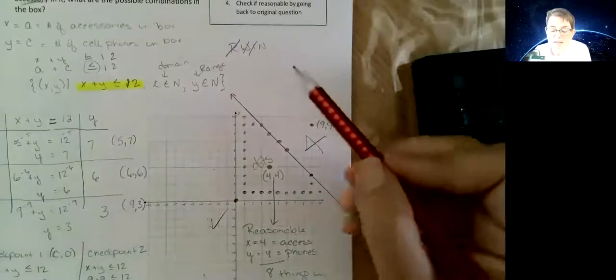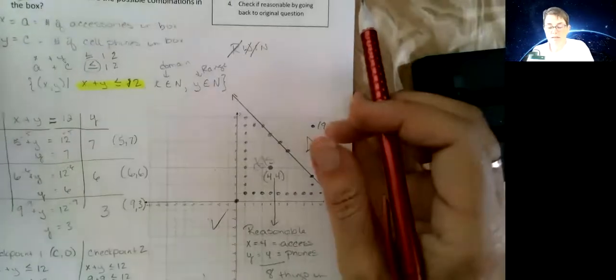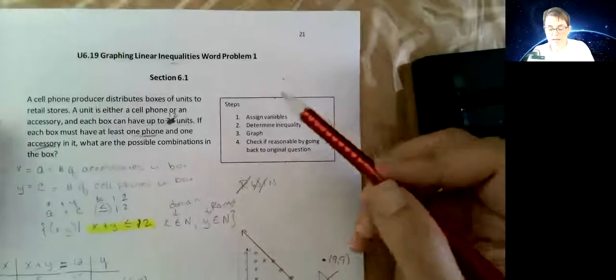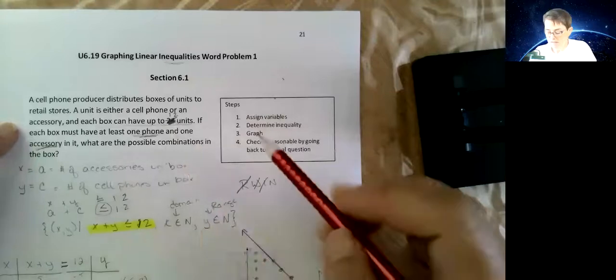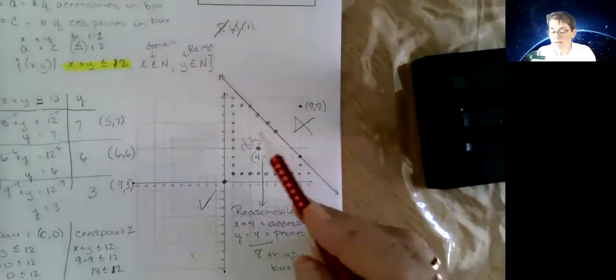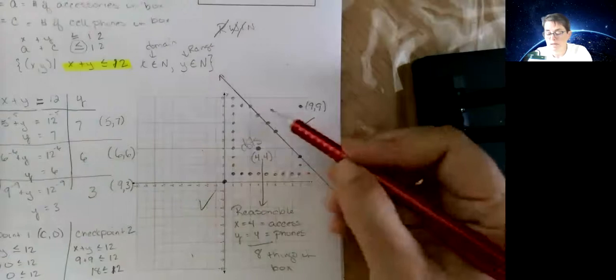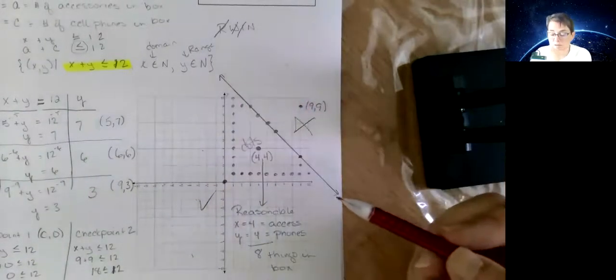Now the question says, go back to my original again. Each box can have up to 12 things in it. And according to my reasonable check, there are 8 things. So if I pick any other spot in here and put it against that original question, it should work.